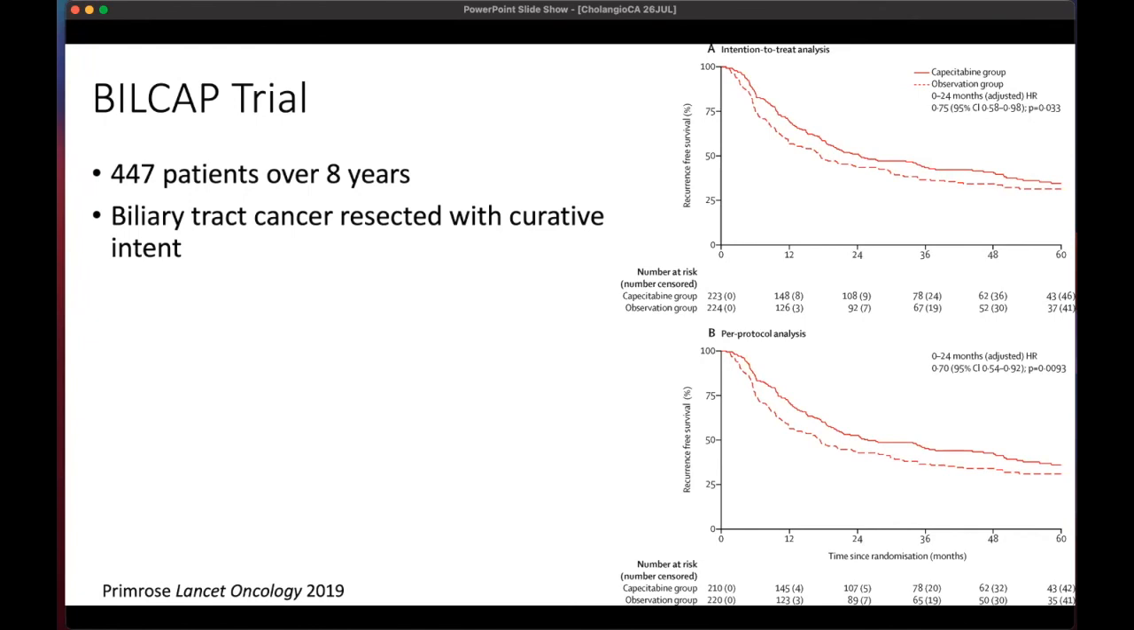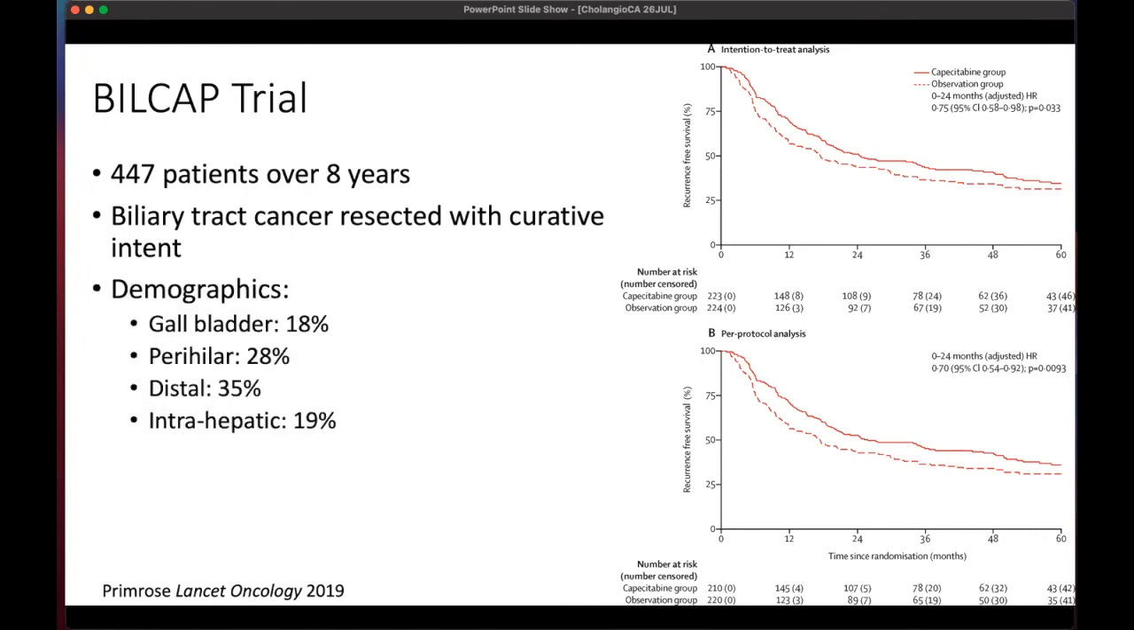So they were all resected with curative intent. And then basically you see that there's all these mixed cancers. And the results are a little bit mixed. So the intention to treat was statistically significant for improved recurrence-free survival. The per protocol overall survival was not different. The intention to treat overall survival was very minimally different.